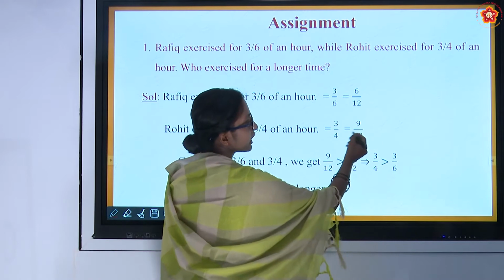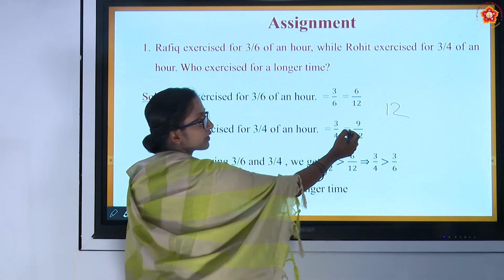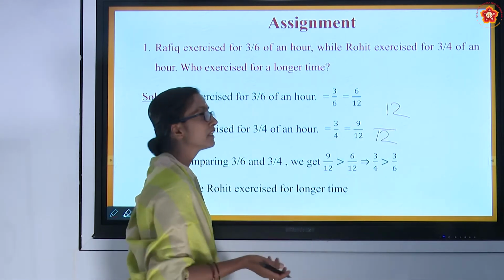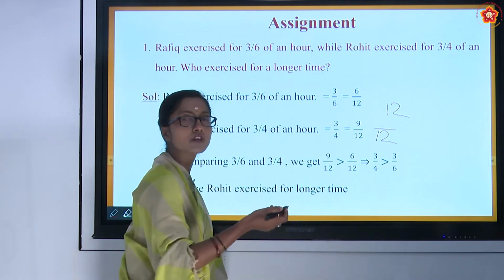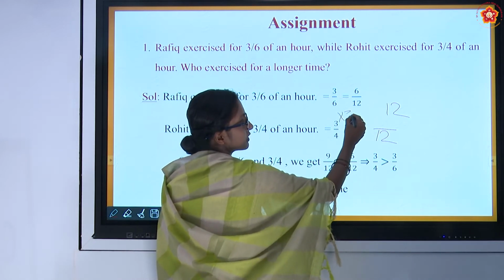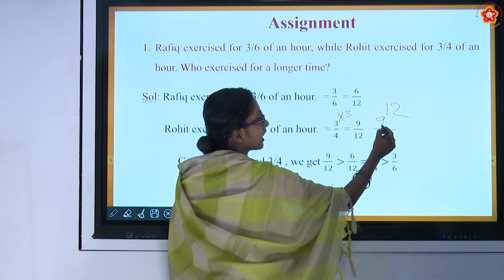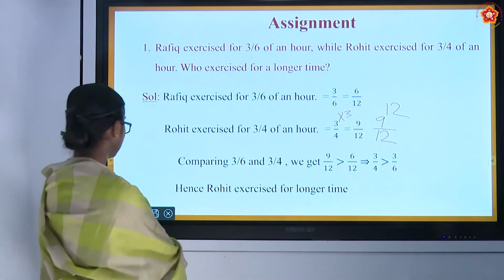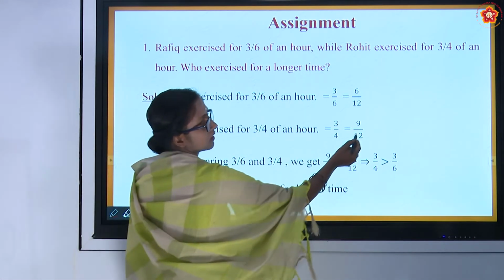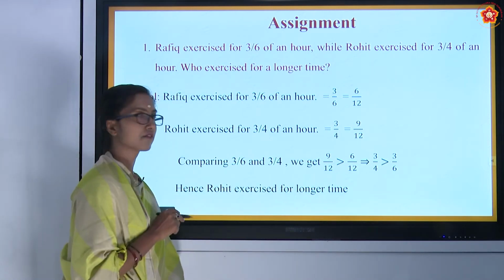As we know, the denominator we got is 12. Even for 3 by 4 we will write 12 as the denominator first. Then 4, how much makes 12? 4 1s are 4, 4 2s are 8, 4 3s are 12. This 3 will multiply with the numerator: 3 3s are 9. So 9 by 12. Now, if the denominators are the same, it is very easy to compare the fractions.